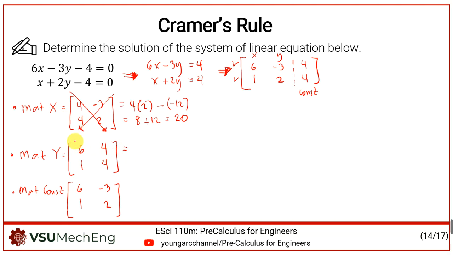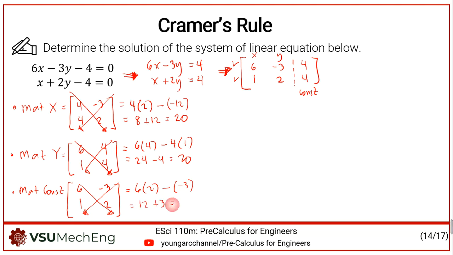Next, for Y, multiply 6 times 4, then minus 4 times 1. This is 24 minus 4, the result is 20. Then lastly, for the constant matrix, 6 times 2, then minus negative 3 times 1, so that's negative 3. This is 12 plus 3. The determinant of the constant matrix is 15.